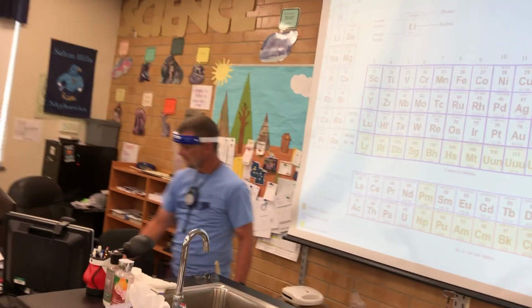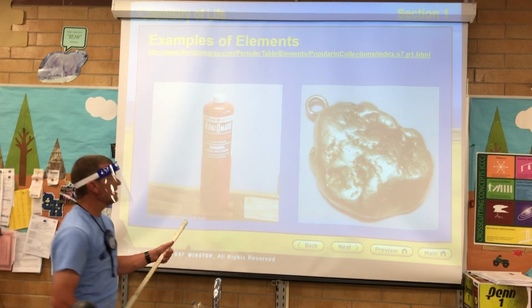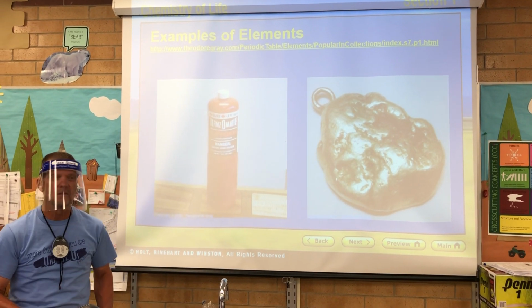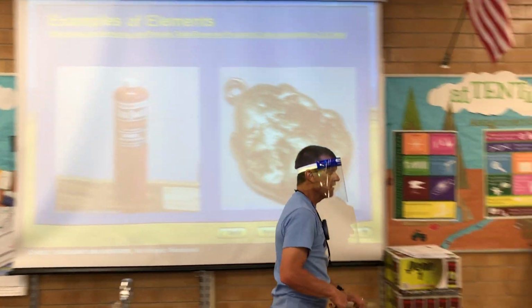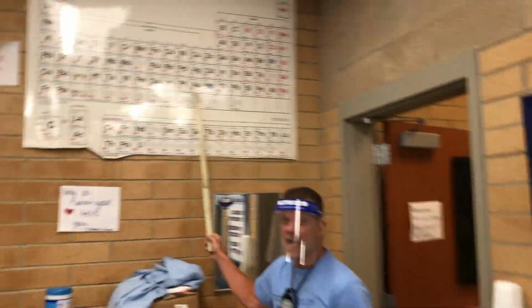Now, some examples. Oxygen is an example. Gold is an example. Oh, speaking of gold, check this out. Come back over to the chart. The gold is right here, 79.